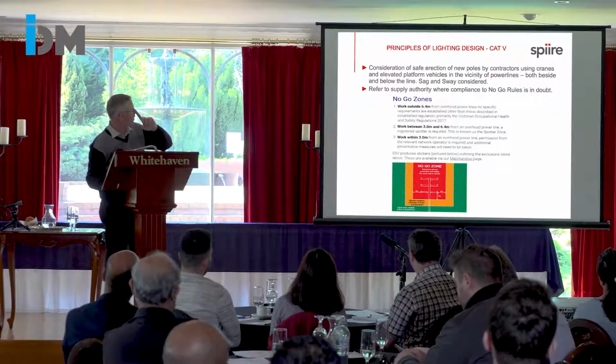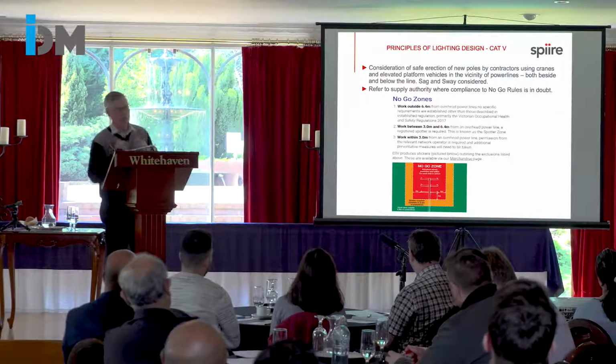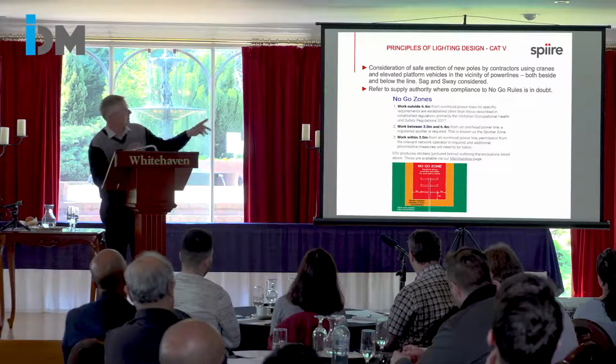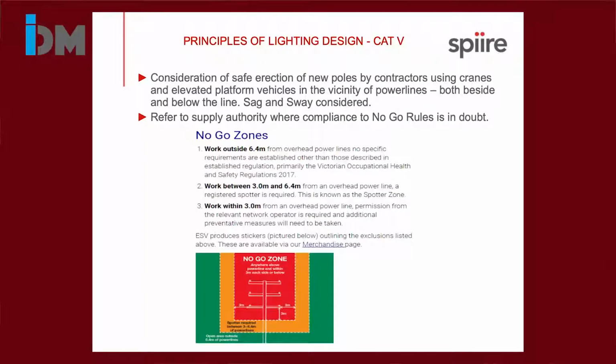And in this case, consideration for erection of the poles. If you've got overhead power lines and your contractor's designed to have lighting installed in the vicinity of power lines, you need to consider the no-go zone and make sure that they can actually physically erect those poles and comply to this no-go zone requirement. And bear in mind that typically the jib of your crane is going to be about 1 metre to 1.5 metres above the top of the pole. So when they're standing that pole, you've got not only the height of the pole, but another 1.5 metres, and then you've got to try and maintain a minimum 3 metres clearance.